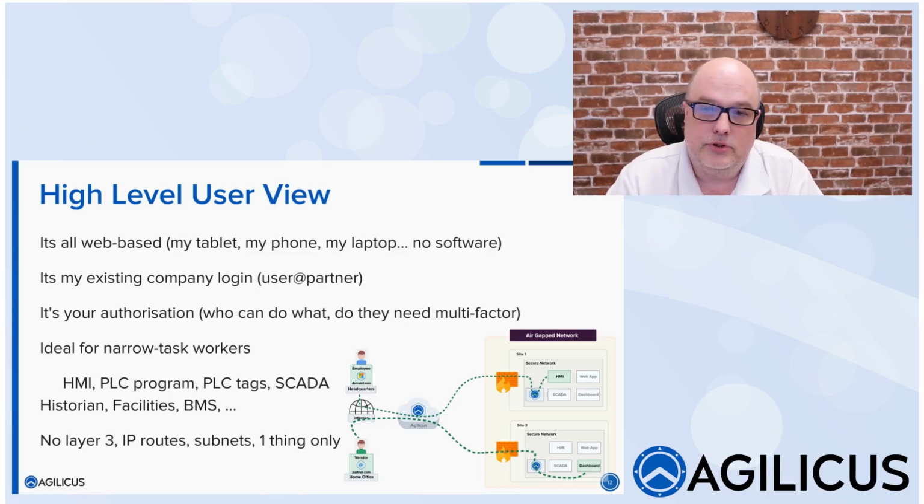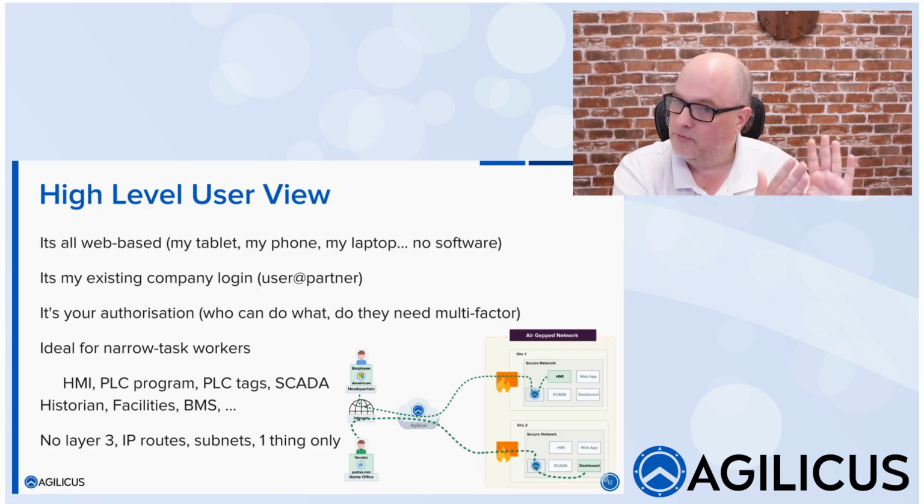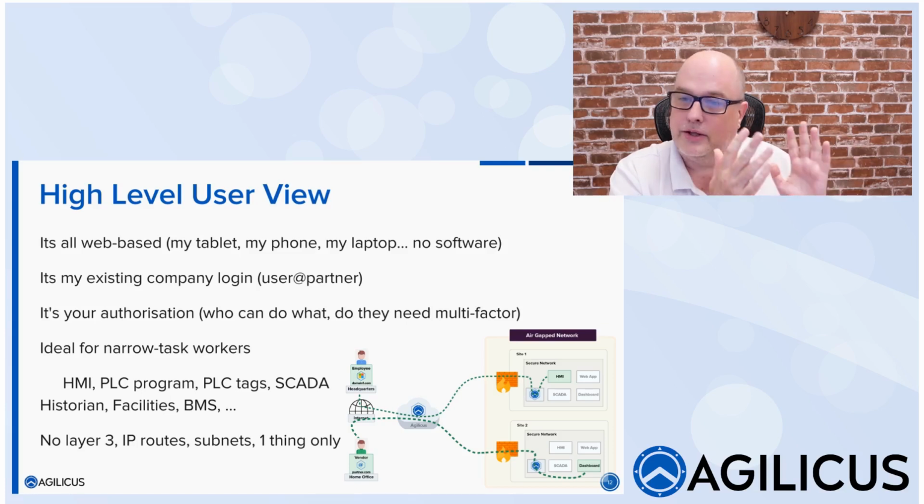And they sign in using their existing company credentials, user at partner. So if you're company A and you're supported by company B and you work with Joe and Jane at company B, they will sign in as Joe and Jane at company B. That's the who problem. It's not giving them access. That's just identifying who they are. You control what they're allowed to do.